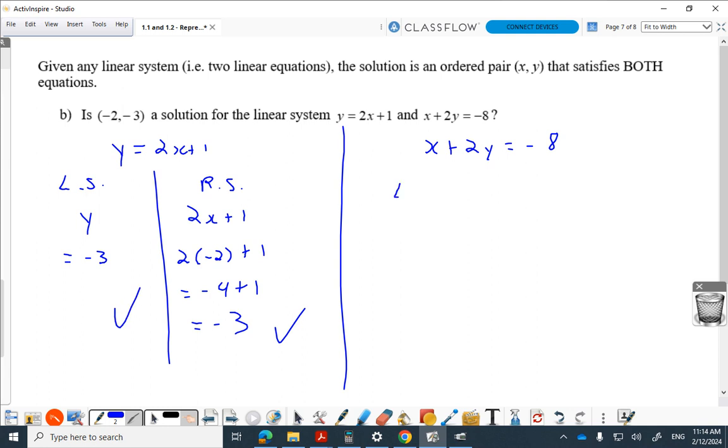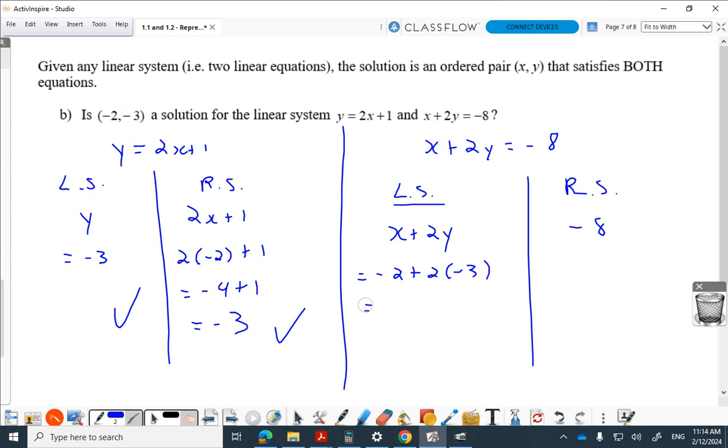Next, left side, right side on the other equation. This one's x plus 2y, and this one's negative 8. Sub in the negative 2 as x and the negative 3 as y, and I get negative 8. Is the point on the second line? Yes. So this is a solution. Negative 2, negative 3 is a solution. That's the fancy word we use for it.